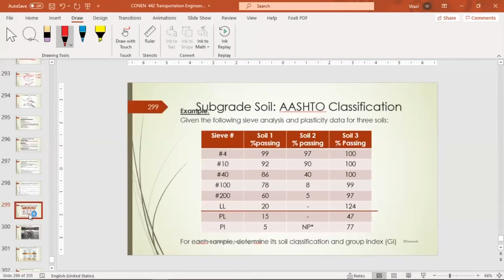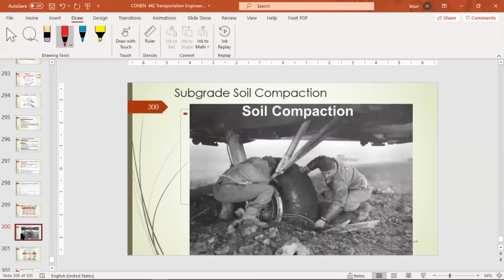Okay, now we go back, and so that was the soil subgrade classification according to AASHTO. Now we go to compaction. As you can see, this picture is, I guess, from World War II, and it doesn't need explanation. That's because the runway is not well compacted, and that's the result.